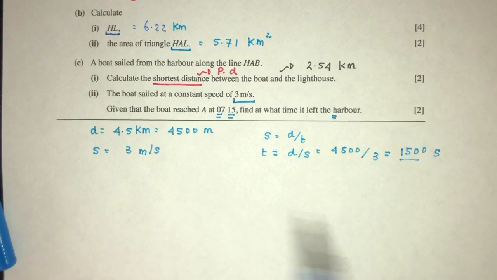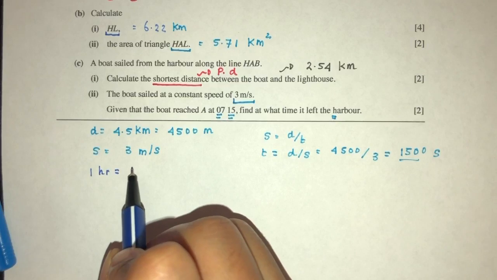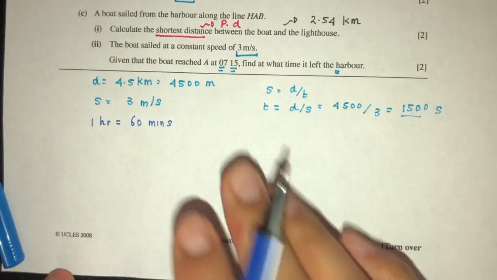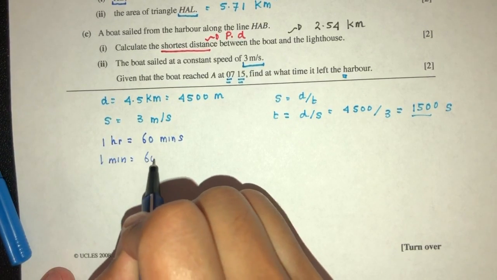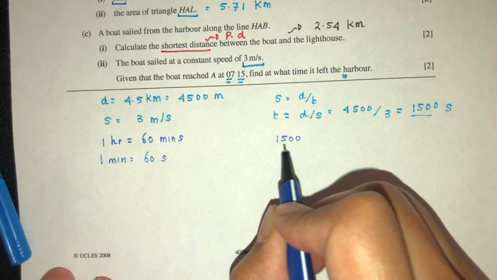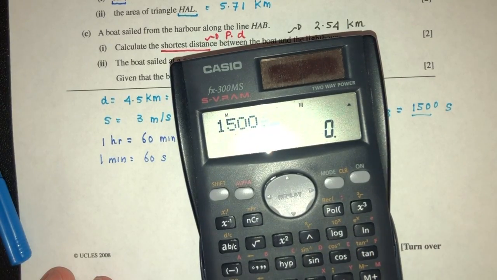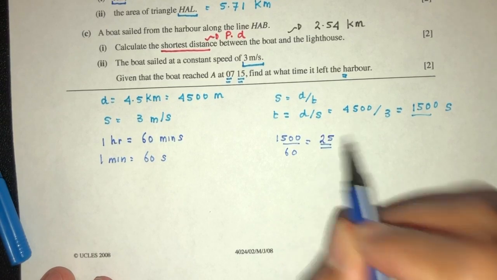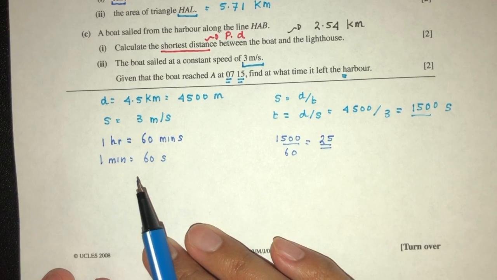Now let's convert. We know that 1 hour is 60 minutes, right? We know 1 minute is 60 seconds. So we can first divide by 60. So 1500 seconds divided by 60, that will give you 25 minutes. So he took 25 minutes to travel from H to A.